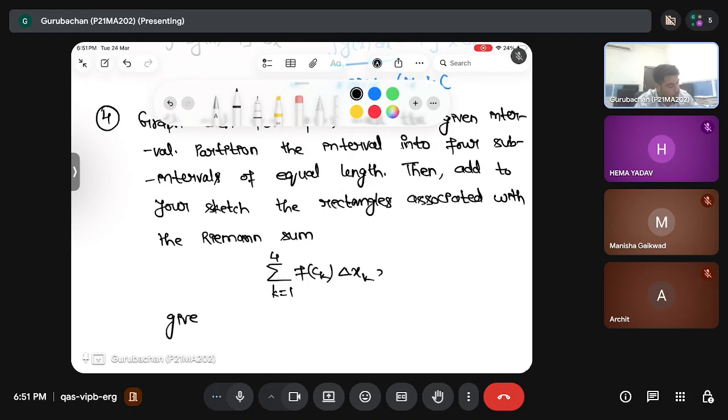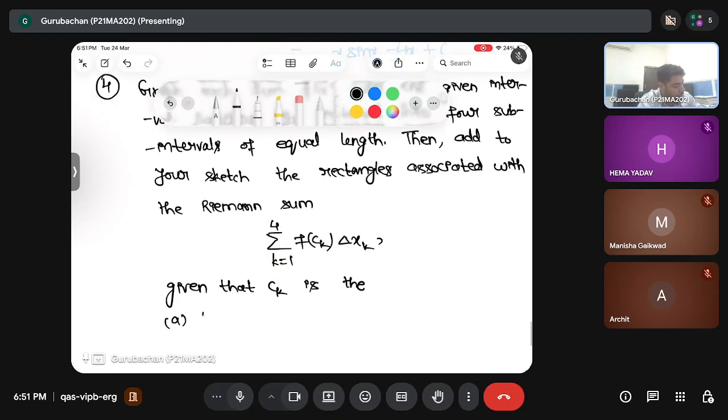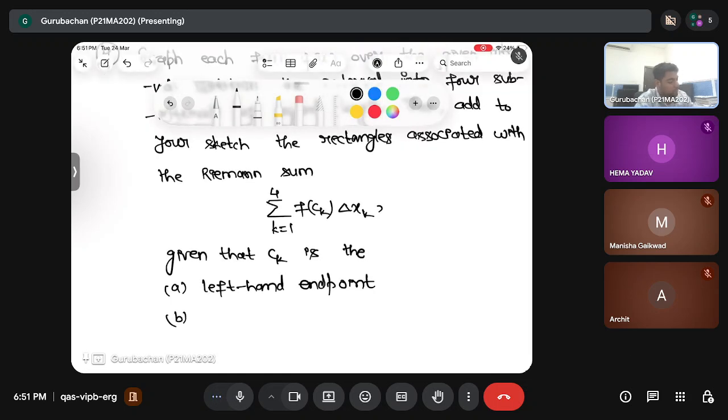Given that ck is, the first one is the left endpoint, the second one is the right-hand endpoint, and the last one is the midpoint of the kth interval.